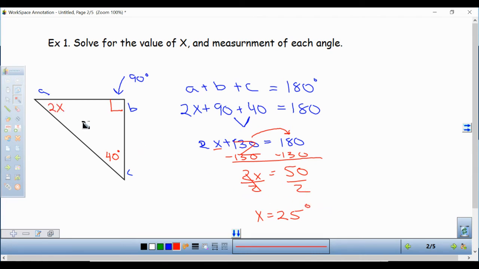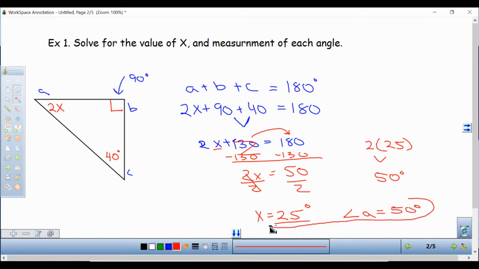But if I go to angle A, what is the measurement of angle A? All I did was find what the value of x was, but angle A is 2x. So I'm going to take 25 degrees and substitute it for x. 2 times 25 gives me 50 degrees. So angle A, this is the symbol for angle, angle A equals 50 degrees. X is 25 degrees, angle A is 50 degrees. Let's move on to example number two.